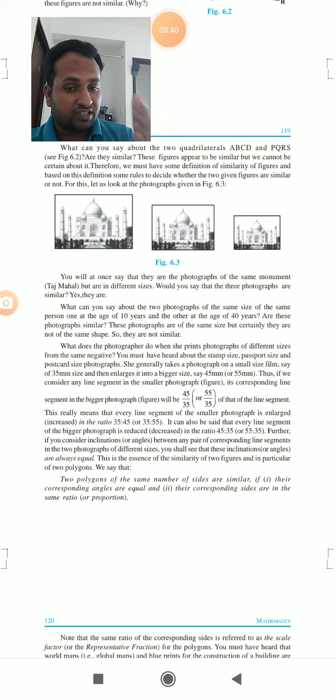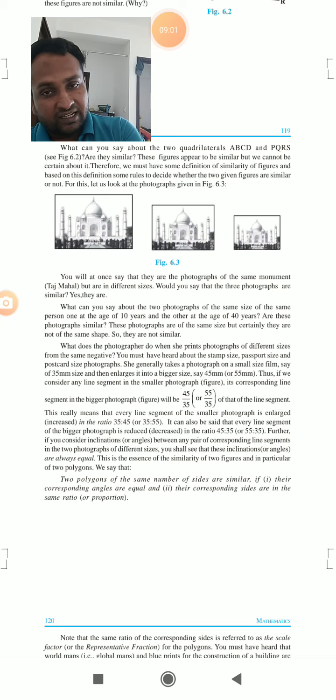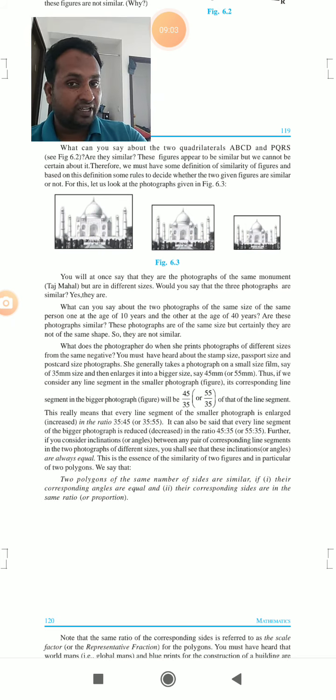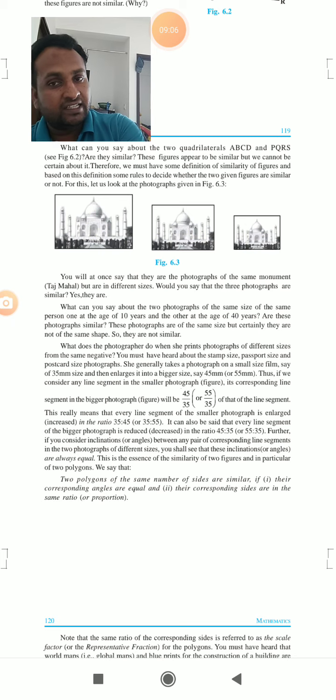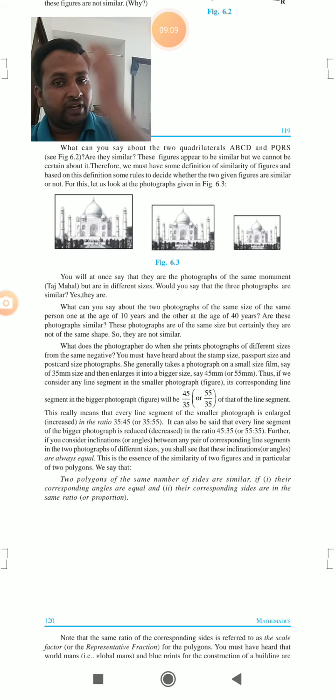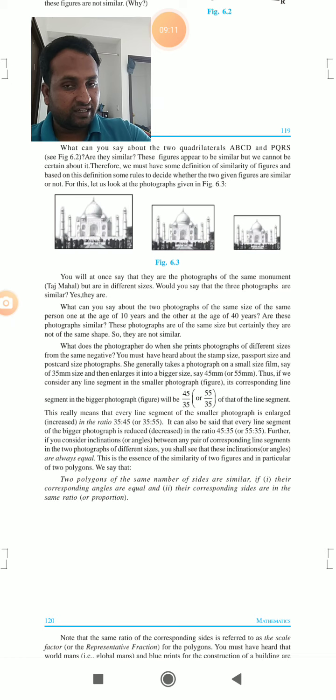Now, what are the two conditions here? The first condition: their corresponding angles are equal. You know that a triangle has 3 angles and a quadrilateral has 4 angles. If two quadrilaterals are similar, their corresponding angles are equal. If one angle is 60 degrees here, there also it is 60 degrees. Here one angle is 90 degrees, there also one angle is 90 degrees. Here one angle is 80 degrees, there also 80 degrees. So the first condition is that their corresponding angles are equal.